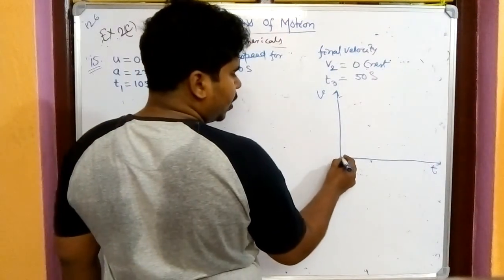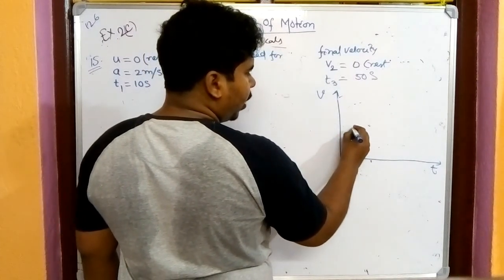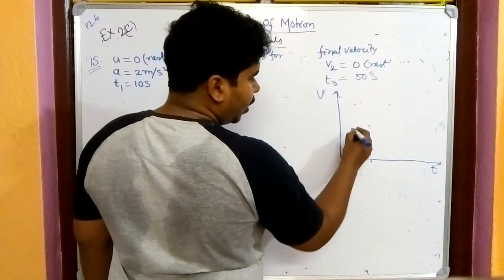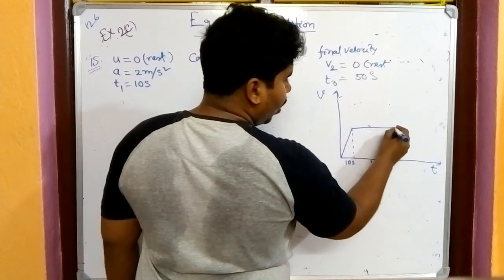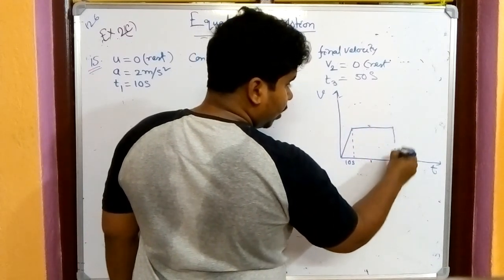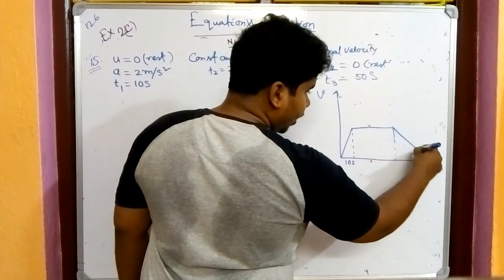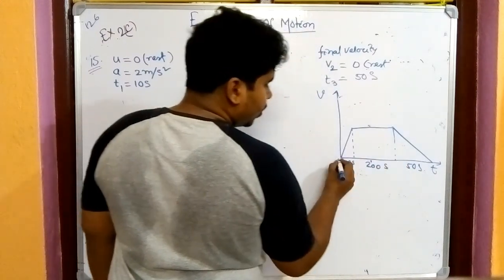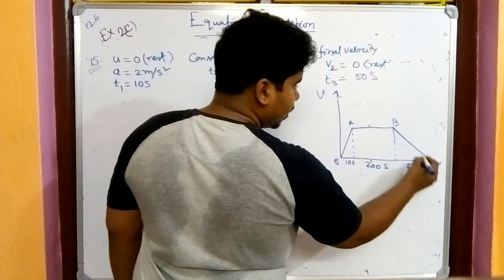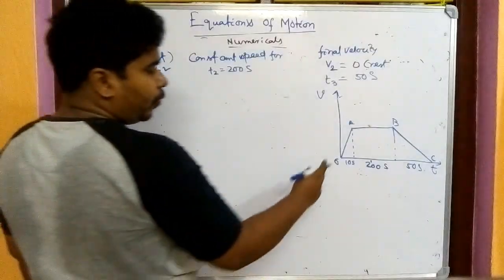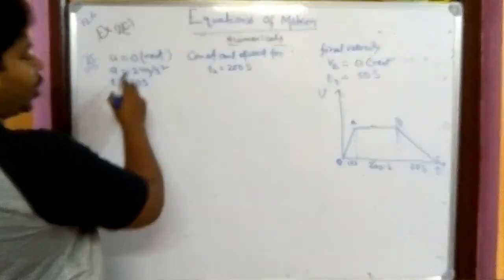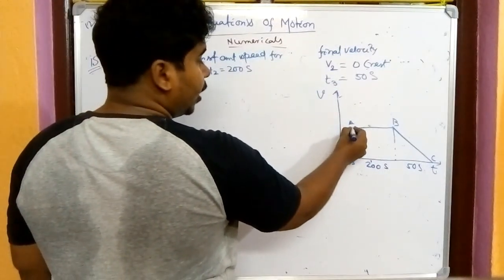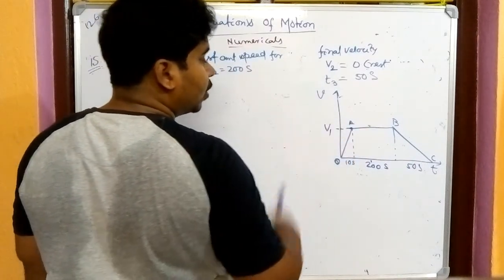So first the velocity is increased for 10 seconds. Then it goes constant for 200 seconds. And then it is retarded in 50 seconds. So it is O, A, B, C. There are three parts. From O, where we start, the initial velocity is 0. Then after 10 seconds, it gets a final velocity here. So it is V1 I am taking.